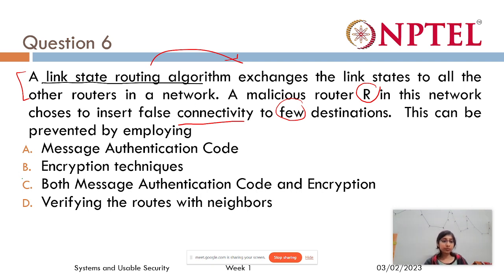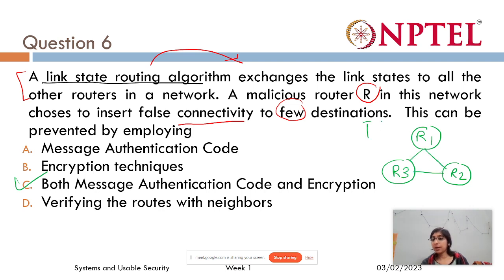Here the correct answer is option C. First, I will discuss what the link state routing algorithm is. Let's say you have 3 routers. A data packet comes. Let's say this is the source, and this packet needs to be transferred from R1 to R2. So what are the possible links by which this data packet can go?